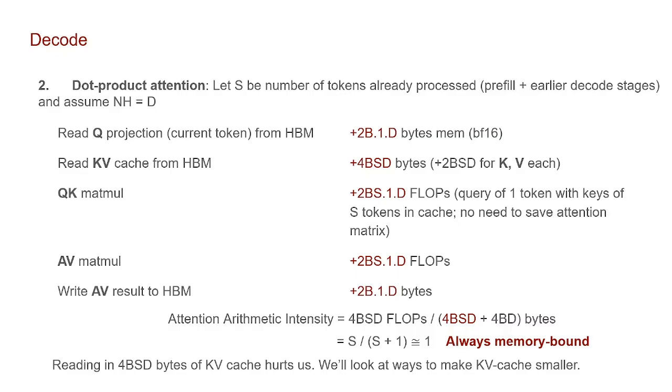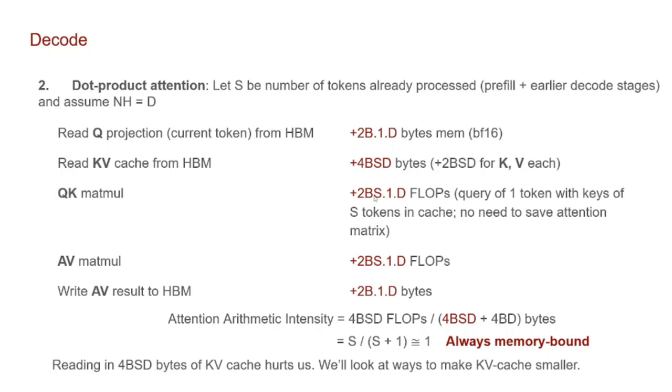And this is the challenge. There is not much we can do about it apart from reducing the size of the KV cache. And to see how that helps, observe how the denominator is dominated by 4 BSD and not by this. And 4 BSD comes from moving around, reading the KV cache from HBM.